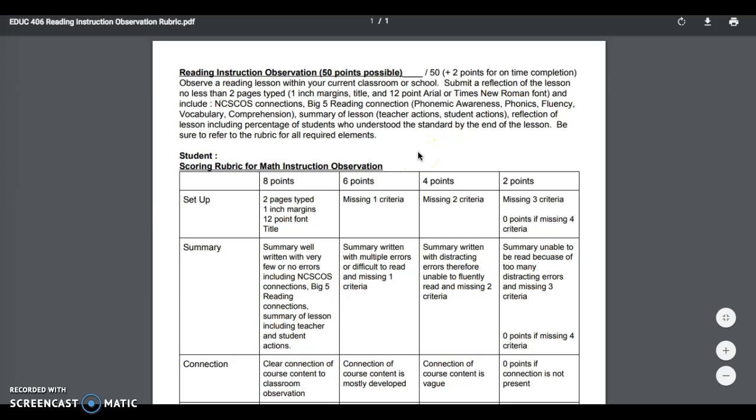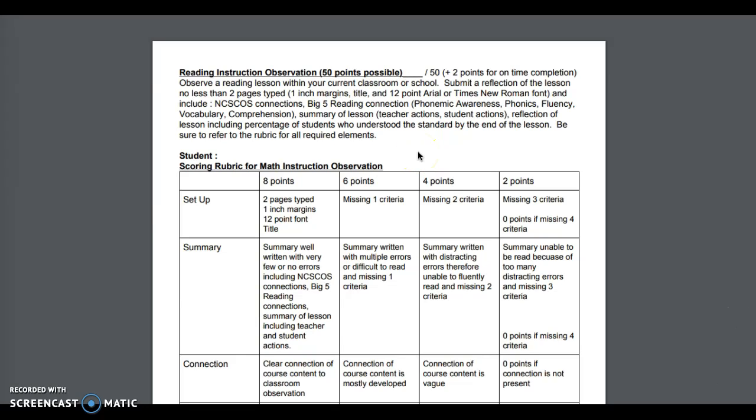I want you to observe a reading lesson within your current classroom or school. So for those of you who are TAs in schools or are in another field experience, you're going to use that placement to do this observation. If you are not in a placement, I will need to send you a lesson on video that you can watch and write your reflection on. So please let me know that.